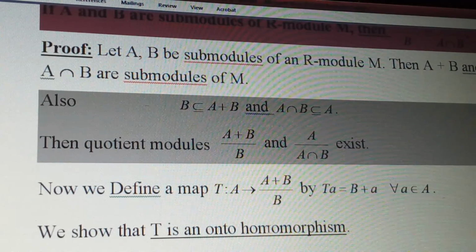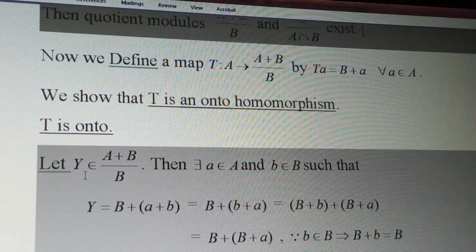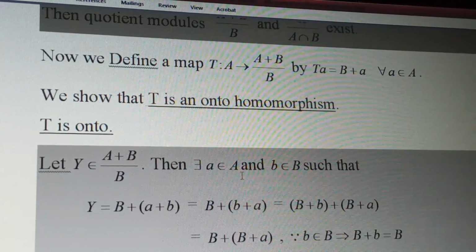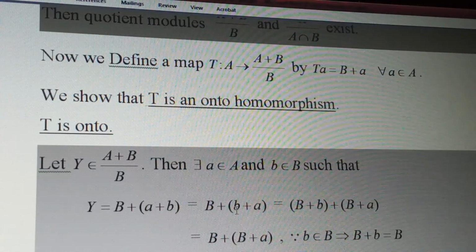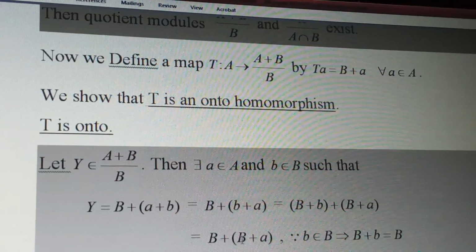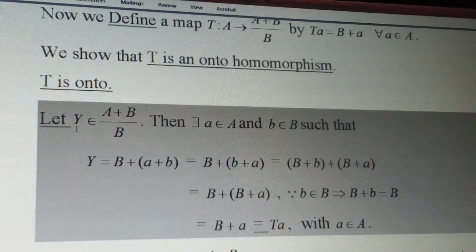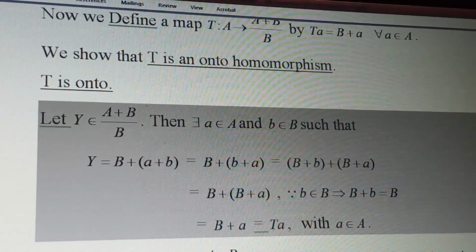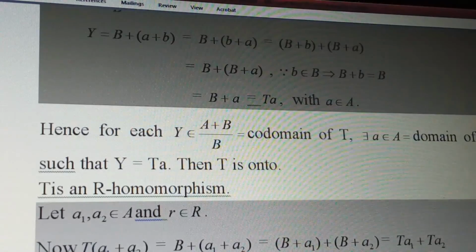We show that T is an onto homomorphism. First of all, T is onto. We take any element y belonging to (A + B)/B. Then there exist a belonging to A and b belonging to B such that y is equal to b + a + B, that is B + a, by the commutative property. So B + b + a is equal to B + b, which is again B, and B + a is equal to T(a). We get y equal to T(a). Hence for each y in the quotient module, the codomain of T, there exists a in A, the domain of T, such that y is equal to T(a). Then T is onto.